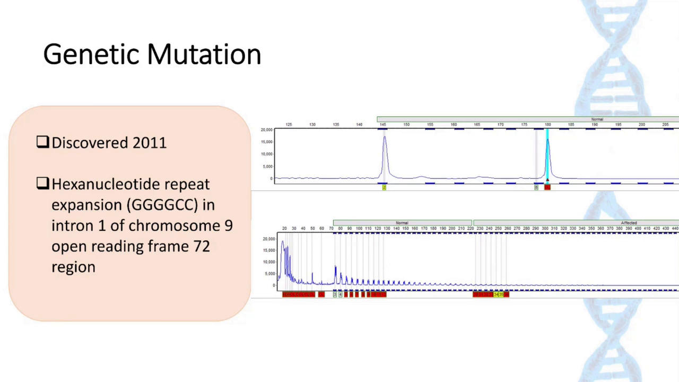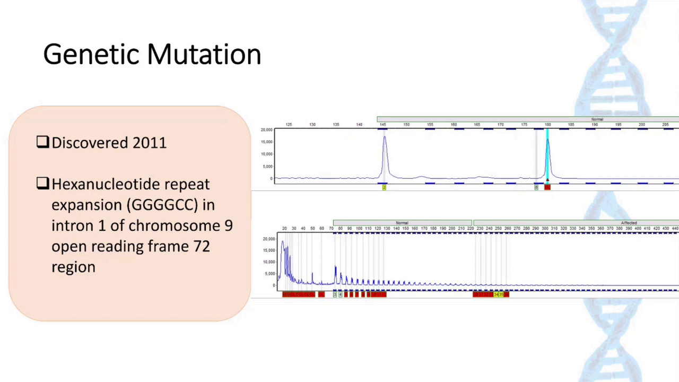So unlike other repeat expansions that are usually trinucleotides, this is 6 bases, so it's 4 Gs and 2 Cs. And it's intronic, so it's not in an exon, not in a coding region of the genetic code. It's in intron 1 of chromosome 9 open reading frame 72, which explains the terminology of the C9 ORF72. And I've just got a couple of pictures here to show you what happens with the expansion.